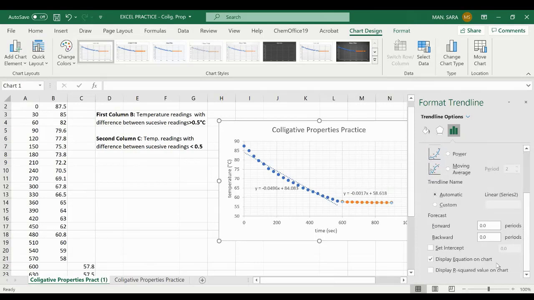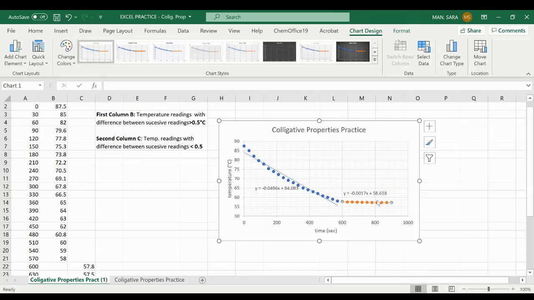See here. Okay, it's displaying, but I don't see the other line here. So what we want is the intersection of this linear blue with the linear orange. And that is when we are going to calculate.